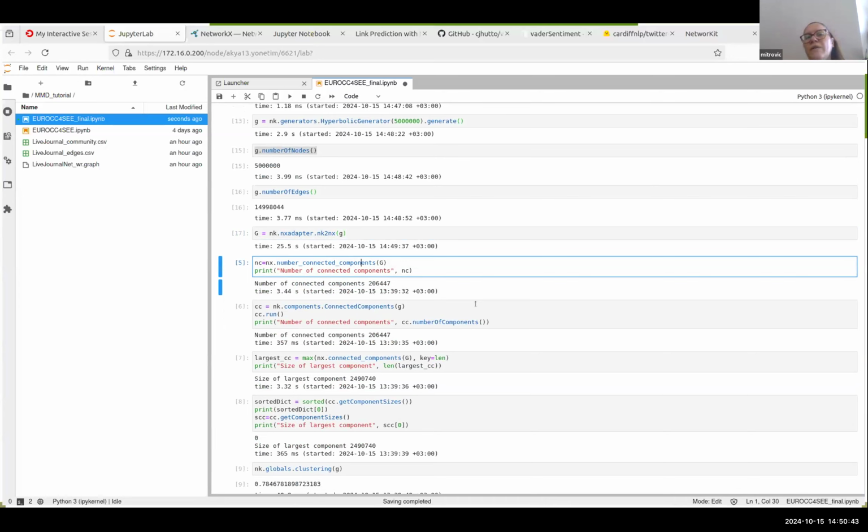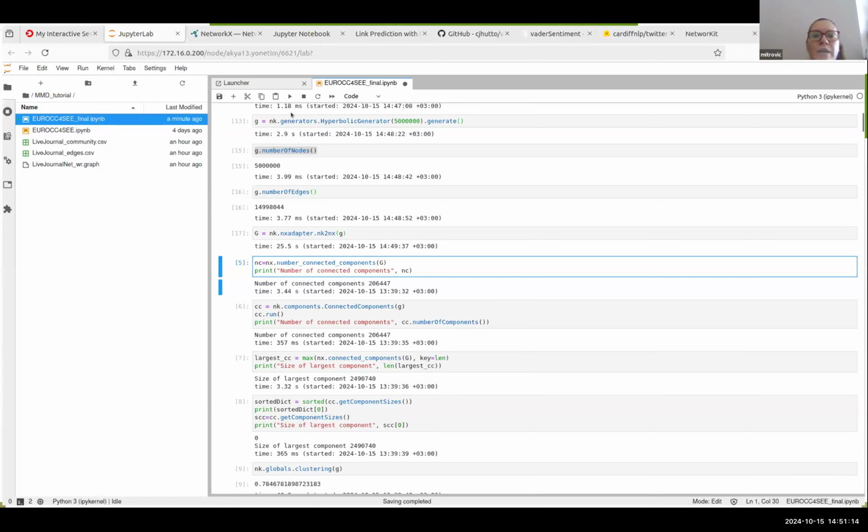Whenever we create a graph, that graph doesn't have to be fully connected. This means that there doesn't have to be a link or a path between every two nodes in the graph. So usually we have networks that are disconnected. This means that they have groups of nodes that are connected with each other, but are not connected with the rest of the network. And these groups of nodes are called components.